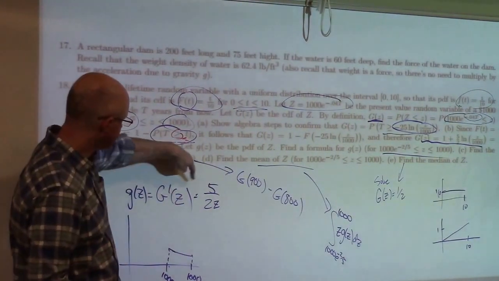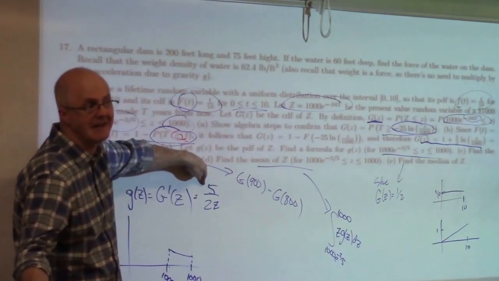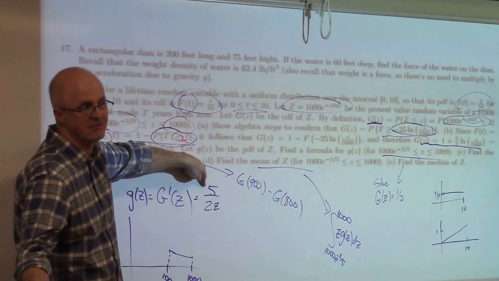Think about it here. Little g is this. Multiply that by z. The z's will cancel. You'll be integrating a constant to find the mean.